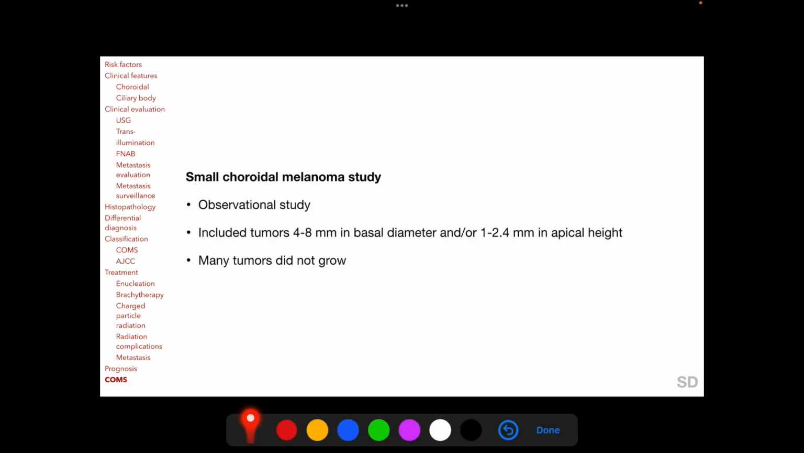The small choroidal melanoma study included patients with tumors 4 to 8 mm in basal diameter and or 1 to 2.5 mm in apical height. It was only an observational study without administration of any treatment to these patients, and this study found that many such tumors did not grow.